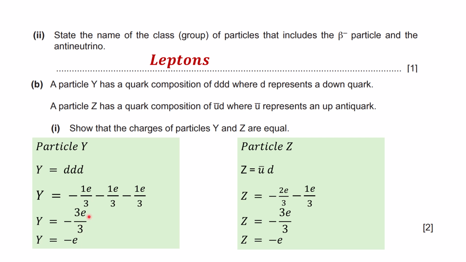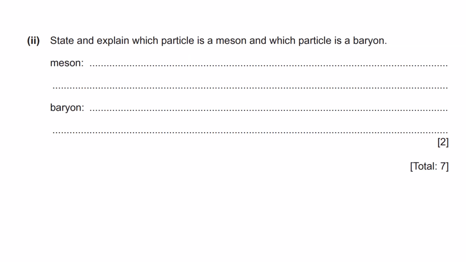For the particle Z, we have one antiquark and one down quark. So the up quark is 2/3 of e, but because it's anti, we add the minus here, and D is minus 1e over 3. So then we have exactly the same. So we prove that both Y and Z have the same charge.